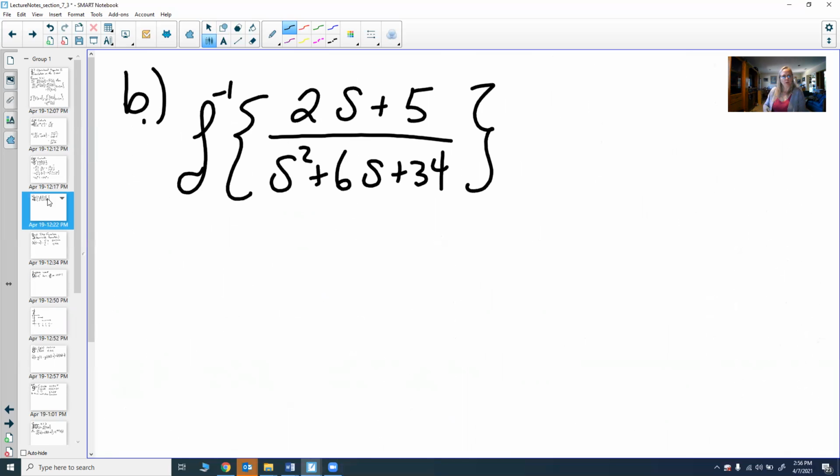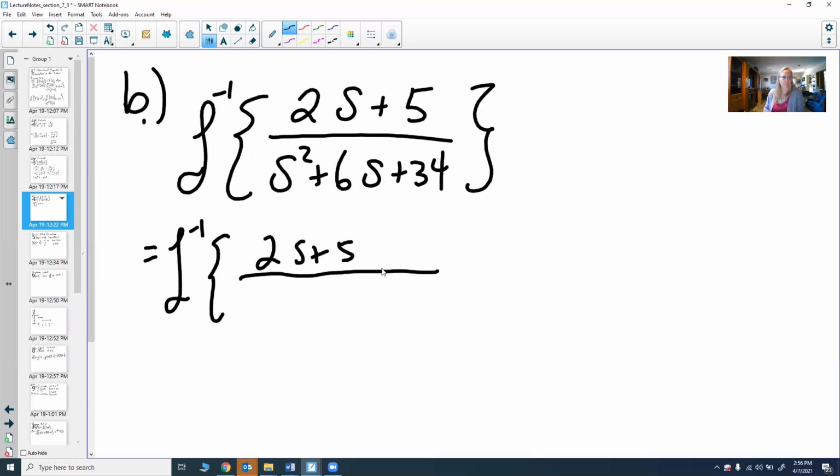So let's find the inverse Laplace of 2s plus 5 over s squared plus 6s plus 34. As a reminder, you need to do partial fraction decomposition, but when you go to do partial fraction decomposition on this one, it's just going to give you back what you started with. So that tells me that we probably need to do completing the square in the bottom.